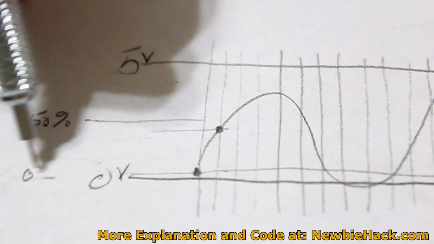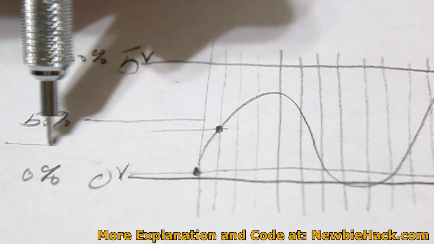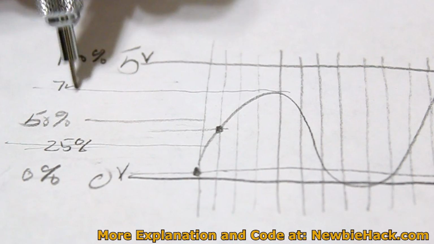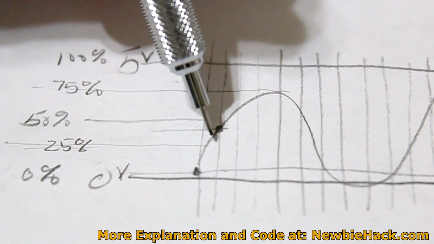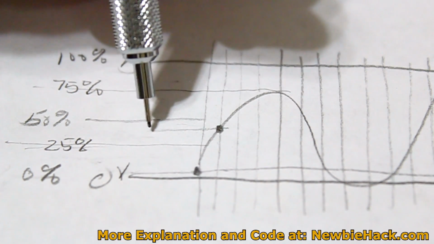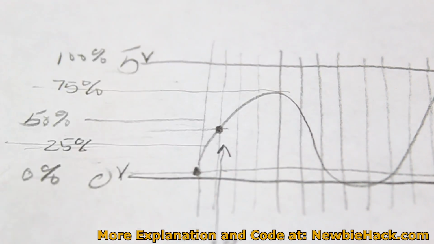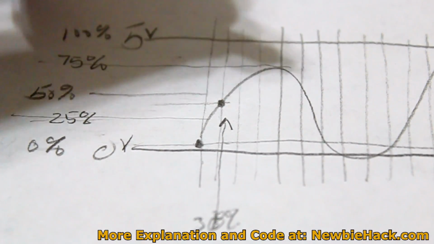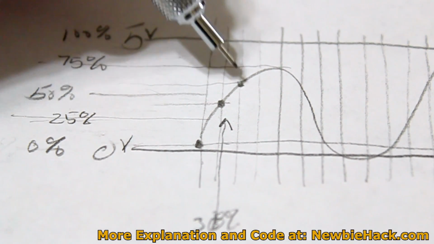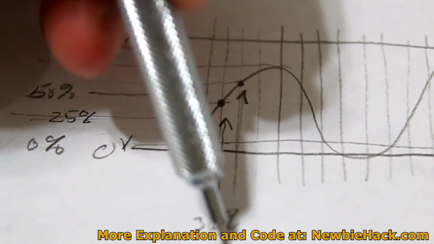This would be 0%. This would be 100%. And let's say this is 25%, and this is 75%. So we can see this is between the 25 and 50, so this would be around 37, 38%. So we can just put an arrow, 38%. And at this period, we would have somewhere between 50% and 75%. Let's say this is 60 because it's closer to the 50. So that would be 60%.